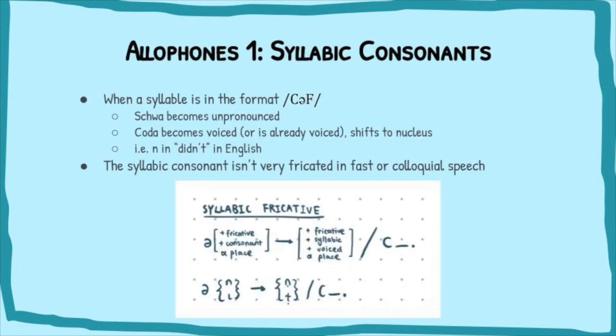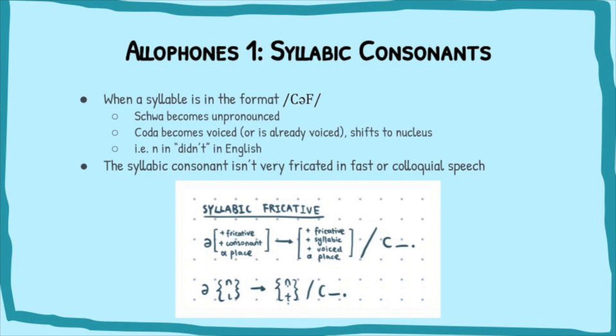Now, let's take a look at allophones, or sets of multiple sounds used to pronounce a single phoneme that appear in a language. First, the syllable C, schwa, F, where F is a fricative coda, is pronounced as CX, where X is the syllabic voiced version of the fricative. For example, the syllable spelled KEF would be pronounced K.